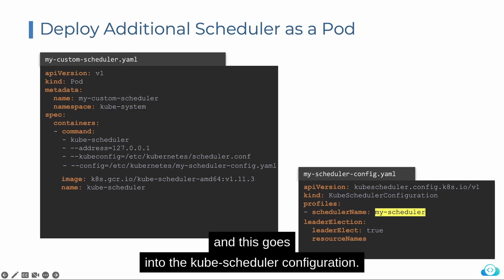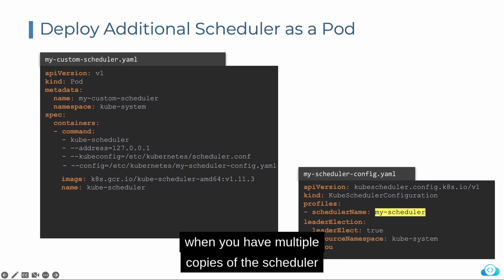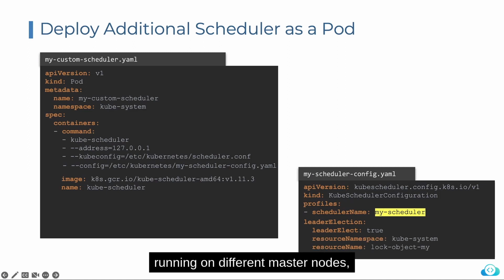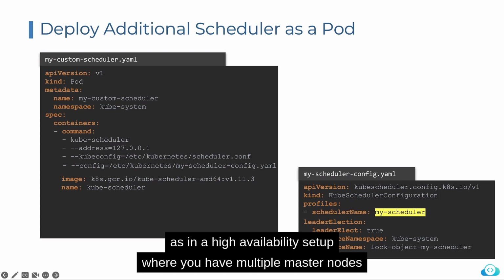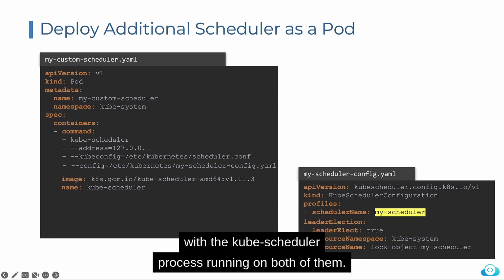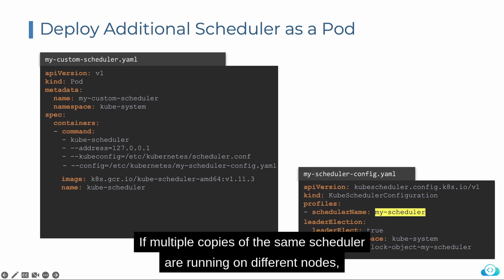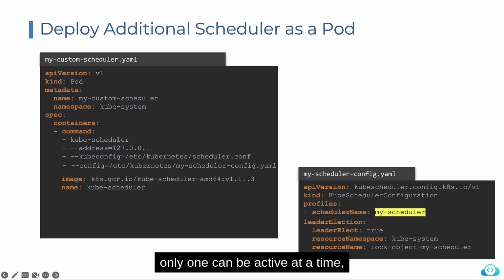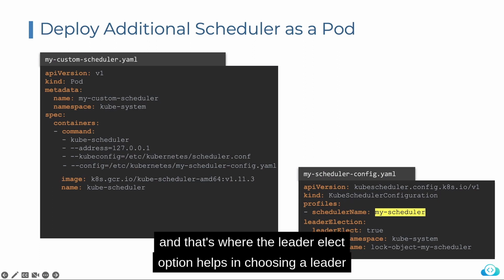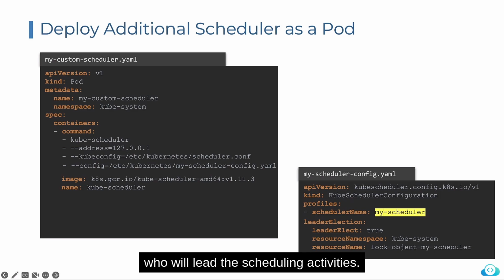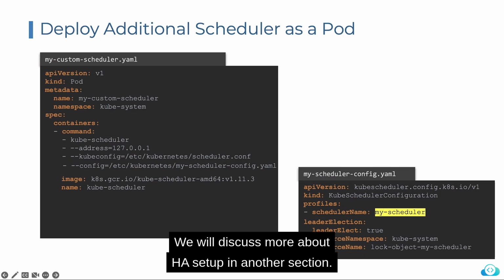Now, another important option to look at here is the leader elect option, and this goes into the kube scheduler configuration. The leader elect option is used when you have multiple copies of the scheduler running on different master nodes, as in a high availability setup where you have multiple master nodes with the kube scheduler process running on both of them. If multiple copies of the same scheduler are running on different nodes, only one can be active at a time. That's where the leader elect option helps in choosing a leader who will lead the scheduling activities. We will discuss more about the HA setup in another section.